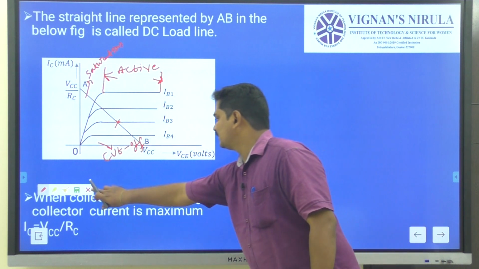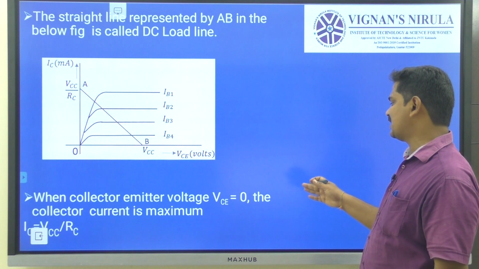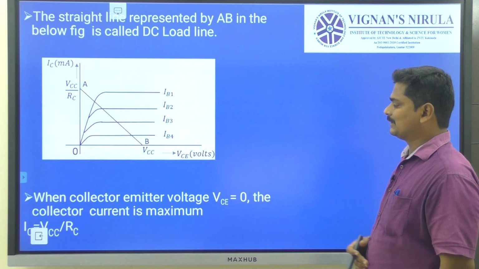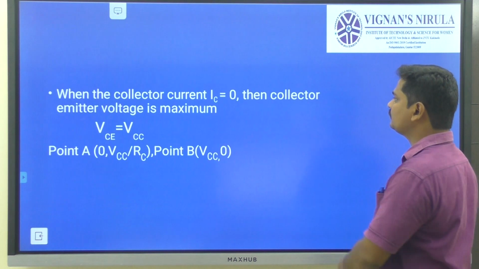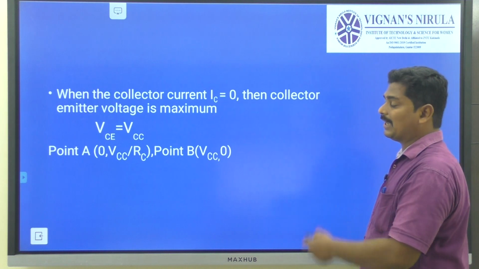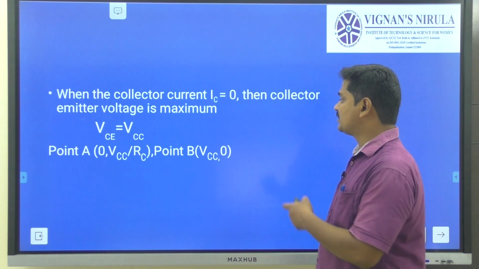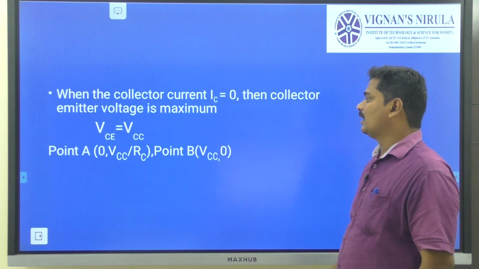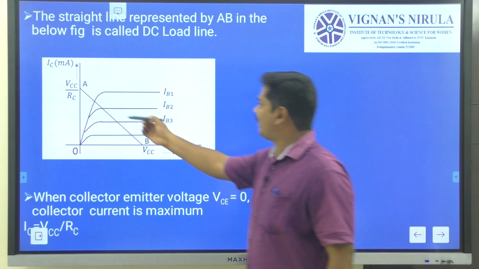And this is the DC load line analysis. Whenever the collector to emitter voltage, that is VCE, equals 0, the collector current is maximum, and we get IC equal to VCC by RC. Next, when the collector current IC equals 0, then the voltage across collector and emitter is equal to VCC, and the point A is represented as (0, VCC by RC). This is the point A.